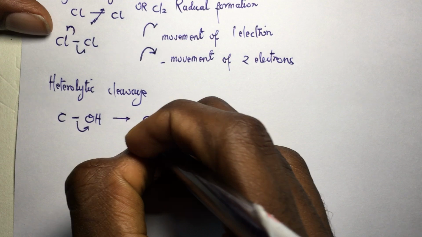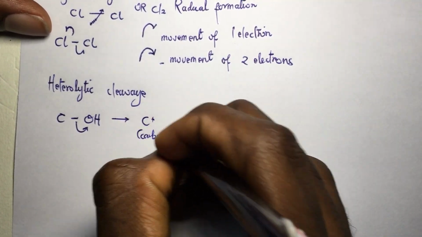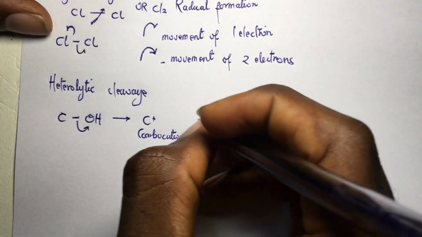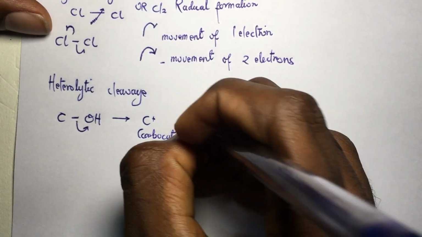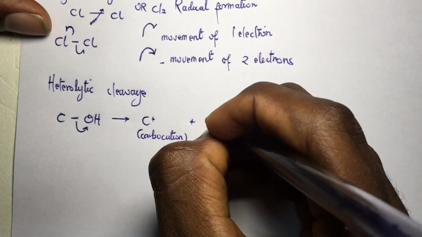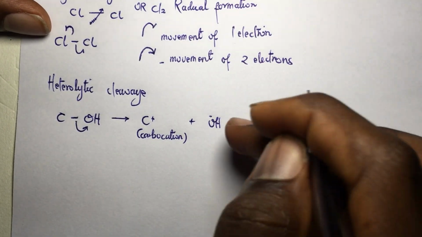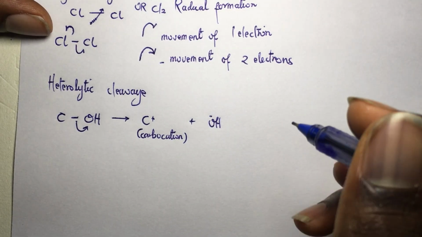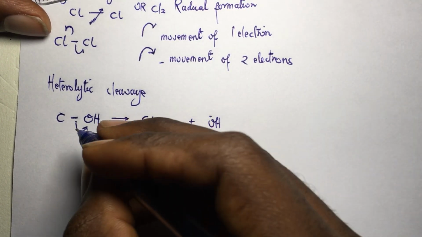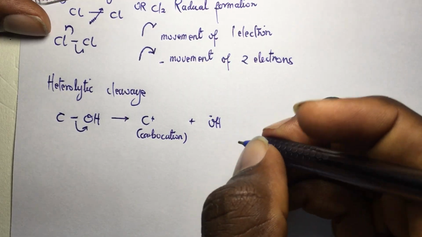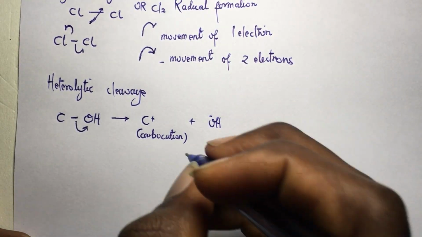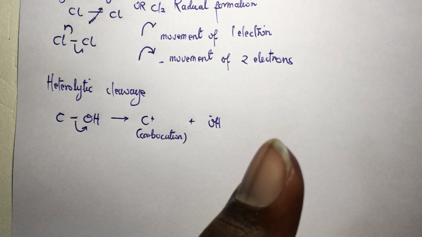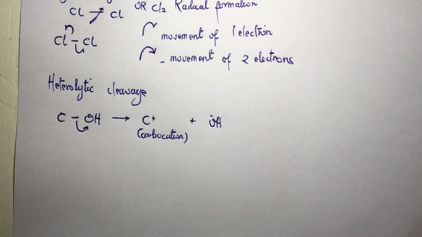Let me specify it here. Carbocation. The cation means a positive charge, and carbo means a carbon with a positive charge. And then you're going to get your OH minus. This is the one that receives all the electrons, because it's the oxygen that has the highest electronegativity in this bonding. So this one is hetero because it creates charges. It's not radicals.